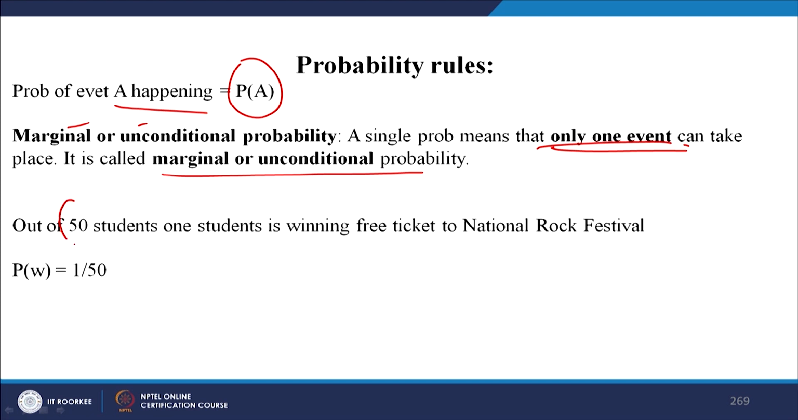Let us say in your class there are 50 students. What is the probability that one of them wins free tickets to the National Rock Festival, or any other festival for that matter? It would be just 1 by 50. So P(A) would be just 1 by 50, is it not?